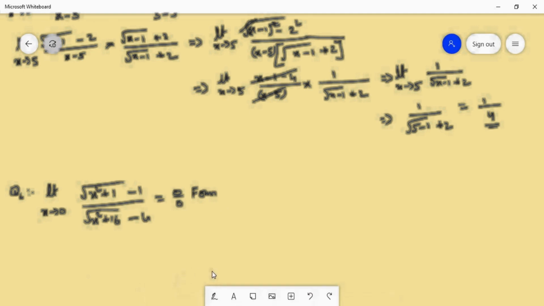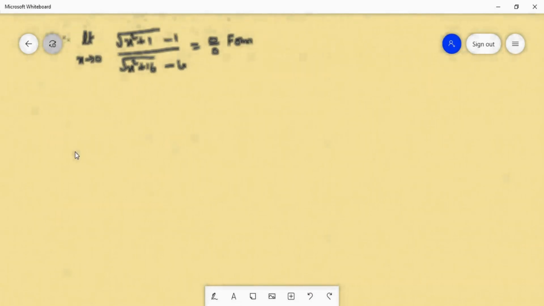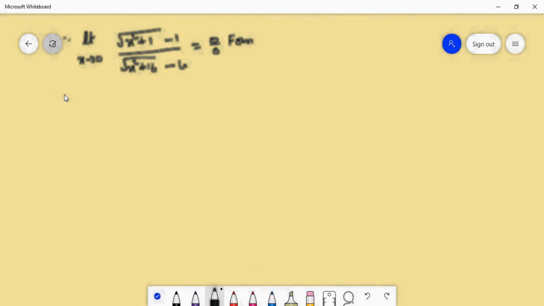Then you can rationalize, but since we have roots in the numerator and denominator both, do double rationalize here. Remember, when we have a root in both the numerator and the denominator, take double rationalize.